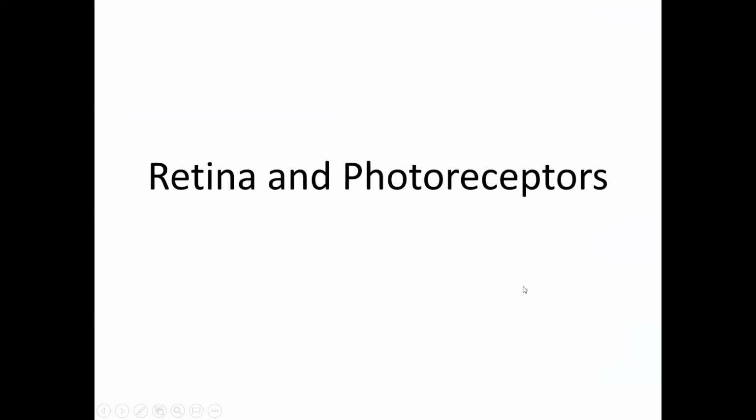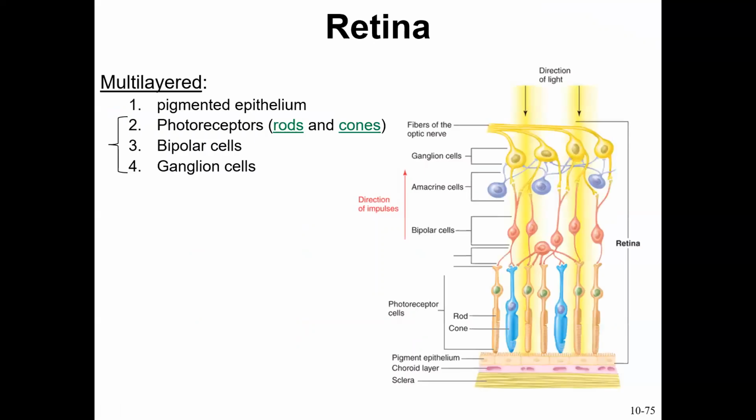Okay, now we get into the retina and the photoreceptors. Here we have the retina. The retina has three different layers, three different neural cells that we need to look at. If we're looking at what's happening here, the light is coming in. The light comes in this direction.